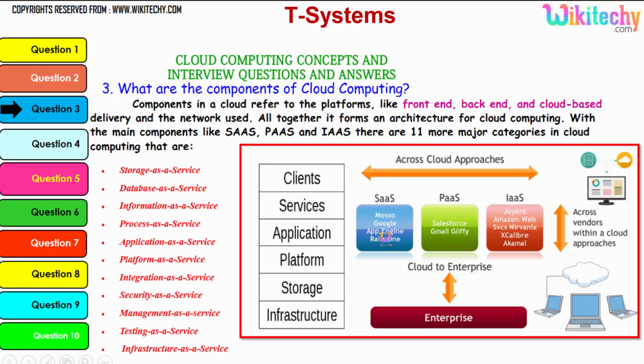So for software as a service, Google App Engine, Mazo are typical examples. For platform, it's Gmail, Giphy, and Salesforce. Whereas for infrastructure as a service, you got a lot of companies: Amazon Web Services, Delvanix, Excalibur, Akamai, Joyent, etc.